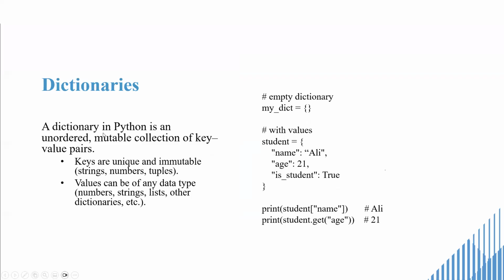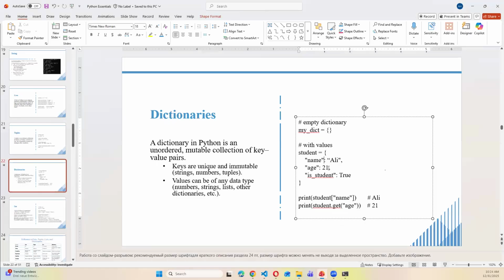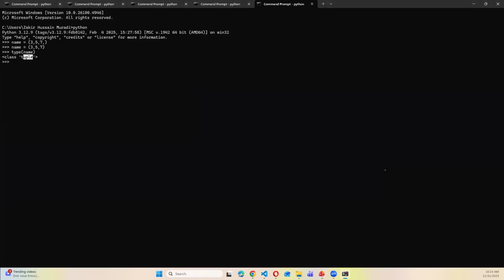Then we have the dictionary. A dictionary in Python is an unordered mutable collection of keys and values. It's just like a dictionary. Like you have student, and then there is name, Ali, age, 21. You can print student name, and it will give you Ali. Keys are unique and immutable, so the keys cannot be changed, but you can change the values, like Ali, and values can be numbers, strings, lists, and other dictionaries. Let's run this one here.